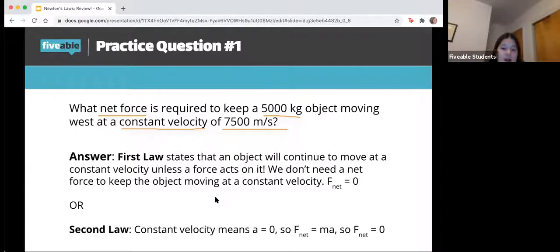So when we have a constant velocity, there is no change in velocity. The definition of acceleration is change in velocity over time. So if we have a constant velocity, a is 0. Velocity is not changing, a is 0.